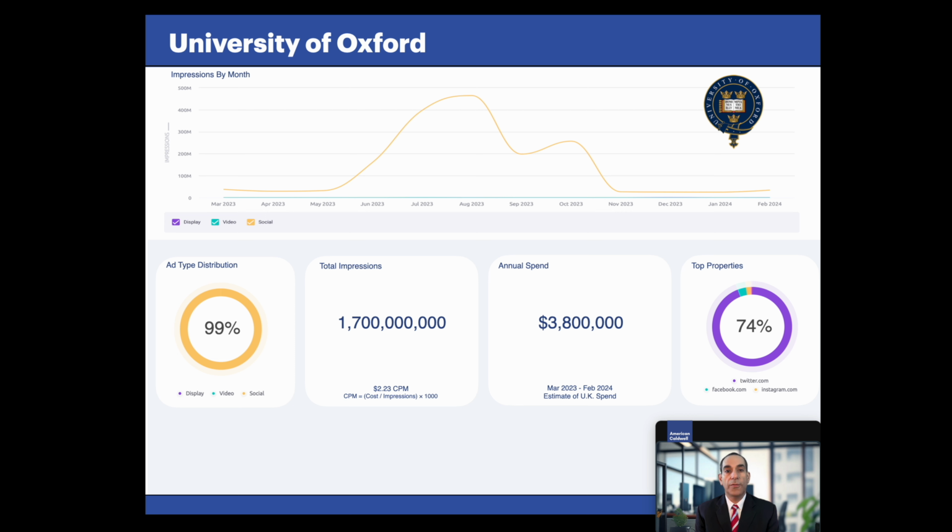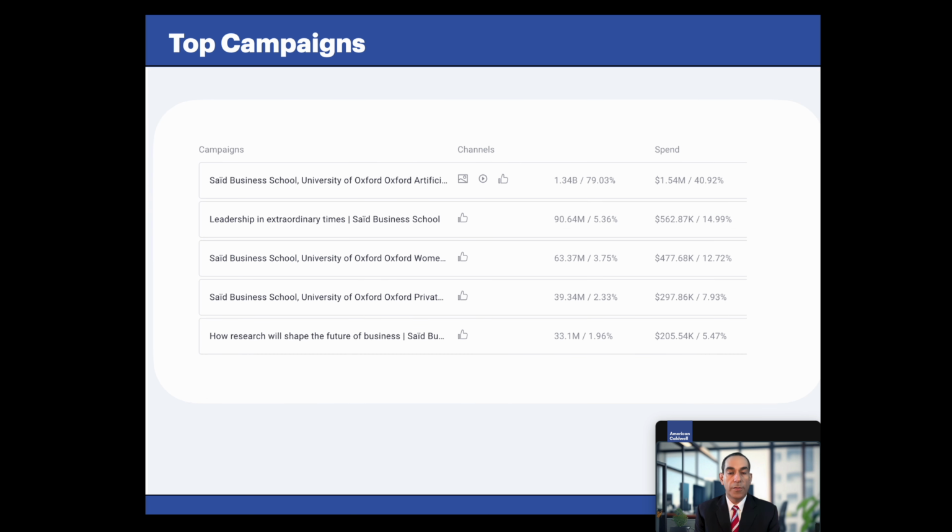Twitter is known more for raising awareness, breaking news, those types of things. So some of their top campaigns are centered around their business school, the Said Business School. So you can see here the breakdown in terms of the spend. So the first campaign, $1.5 million, which received most of the impressions at 1.3 billion.